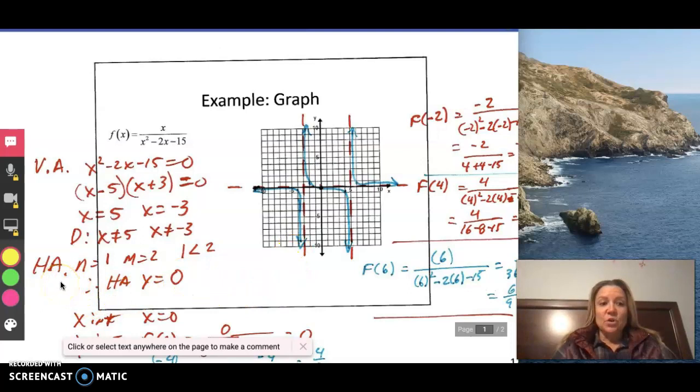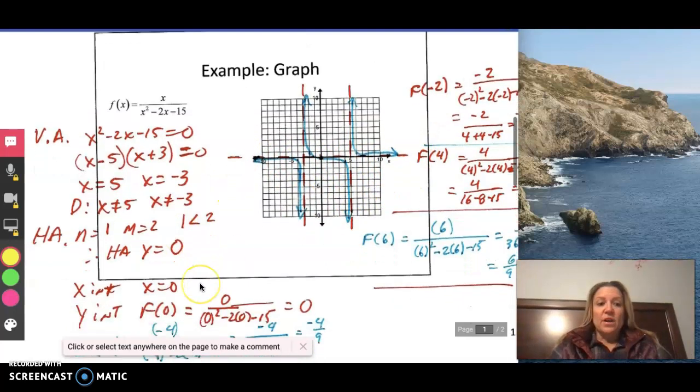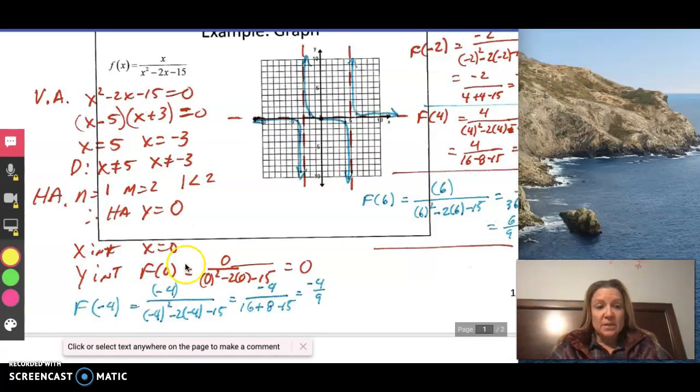The horizontal asymptote, you're going to find the largest exponent of the numerator, which is 1, and the largest exponent of the denominator, which is 2. So 1 is less than 2. That means your horizontal asymptote is at y equals 0. It's red dashed right there. Okay, so to find our x-intercept, it's where the numerator is 0, so x equals 0. To get our y-intercept, you plug in 0 into the whole function. So 0 over 0 squared minus 2 times 0 minus 15.